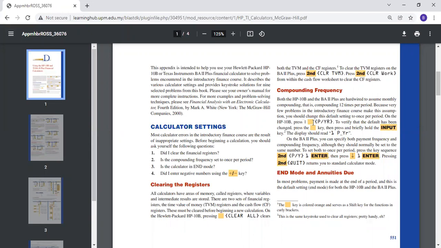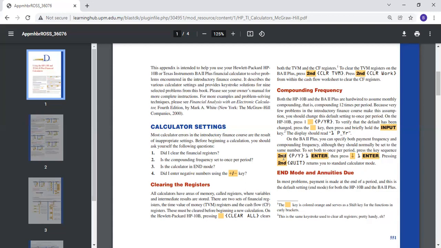And if you want to change it, you follow this process. But very importantly, if you want to check the compounding frequency in the BA2 Plus, the one that we are using now, you can specify both payment frequency and compounding frequency, although they should normally be set to the same number. Okay, to set both to once per period, press the key sequence.